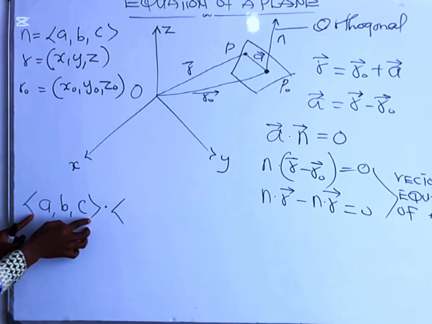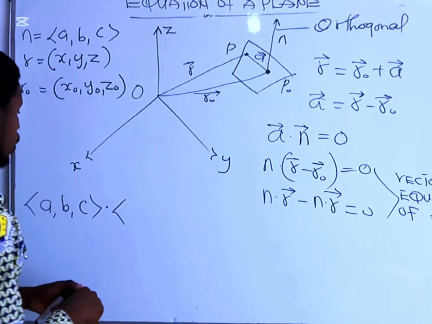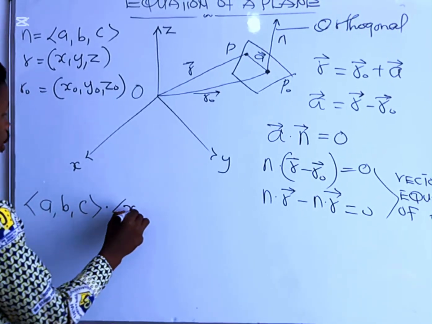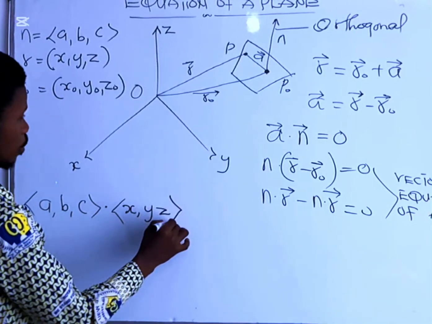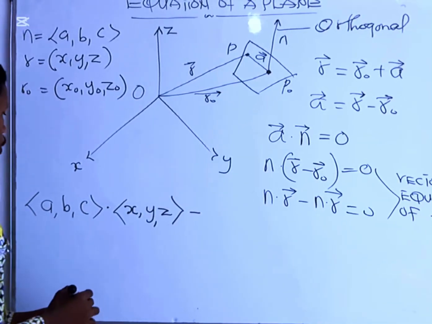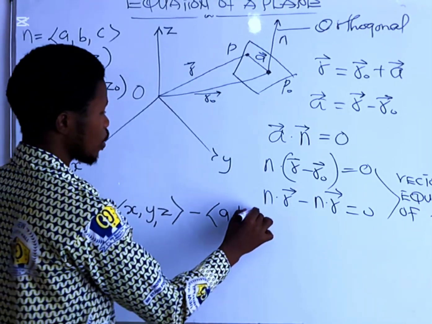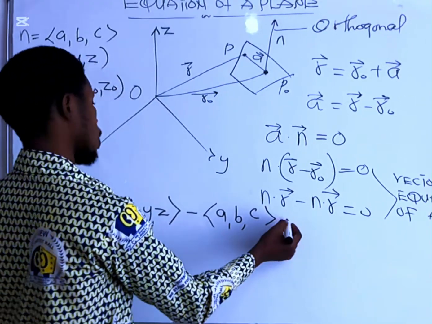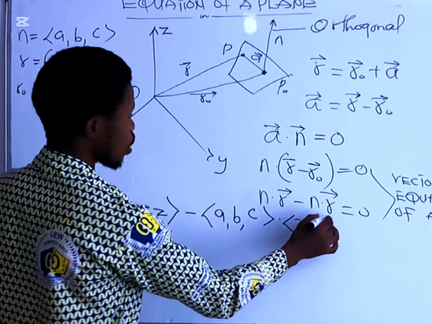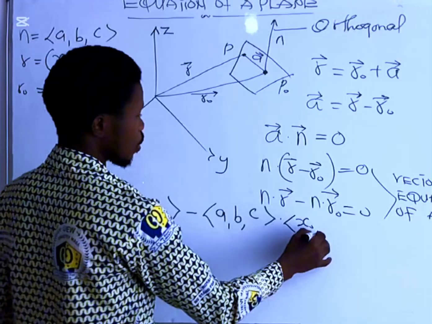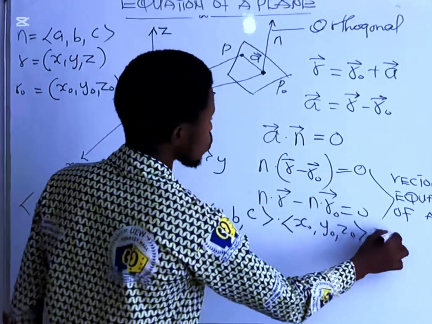Anytime you're writing a vector, it should be like this, okay? That's why I'm using this, not the normal parentheses. And this is x, y, z minus, in this case, I'm going to repeat my a, b, c dot x naught. Remember, here is supposed to be x naught, y naught, and z naught. Right, and this equals 0.